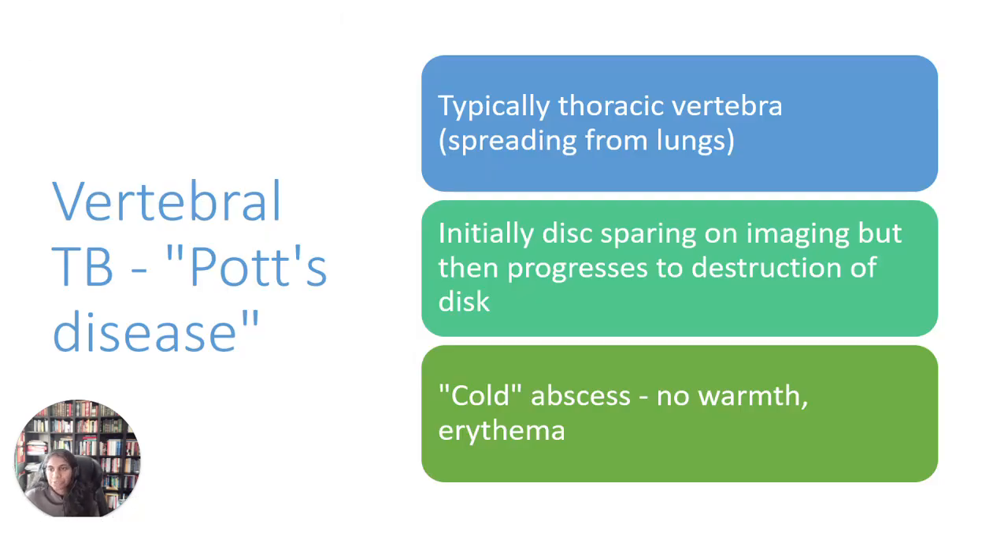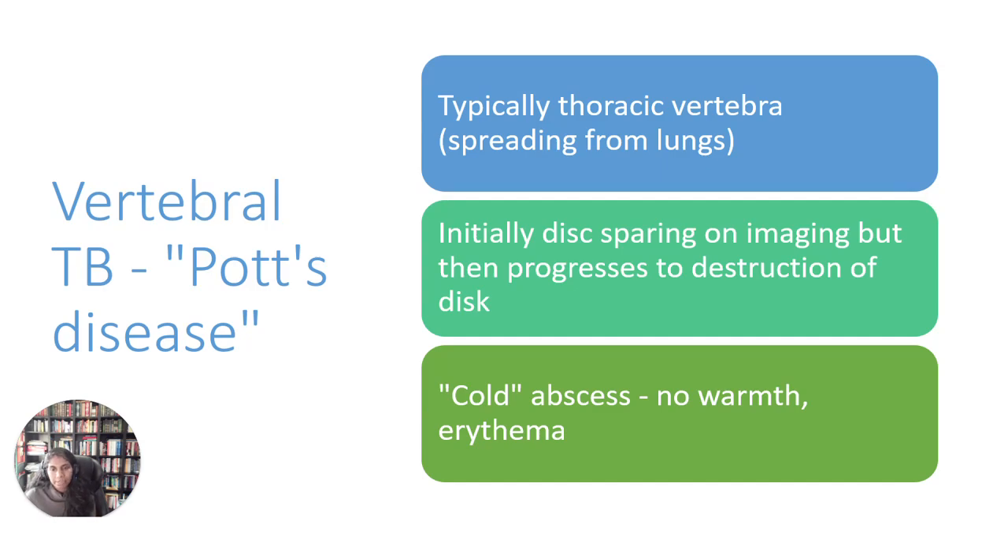So another manifestation of TB is vertebral TB or Pott's disease. So this is typically found in the thoracic vertebra, which makes sense anatomically. It's spreading from the lungs, so it goes to the thorax. It is initially disc sparing on imaging, but then in advanced vertebral TB that's not treated, it progresses to destruction of disc. So if you see osteomyelitis with disc destruction, it doesn't mean that it could not be vertebral TB. It could just be advanced vertebral TB.